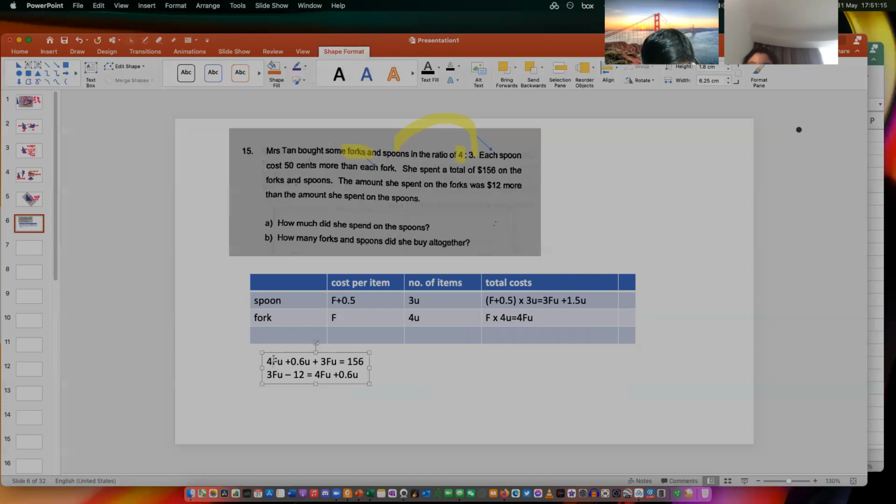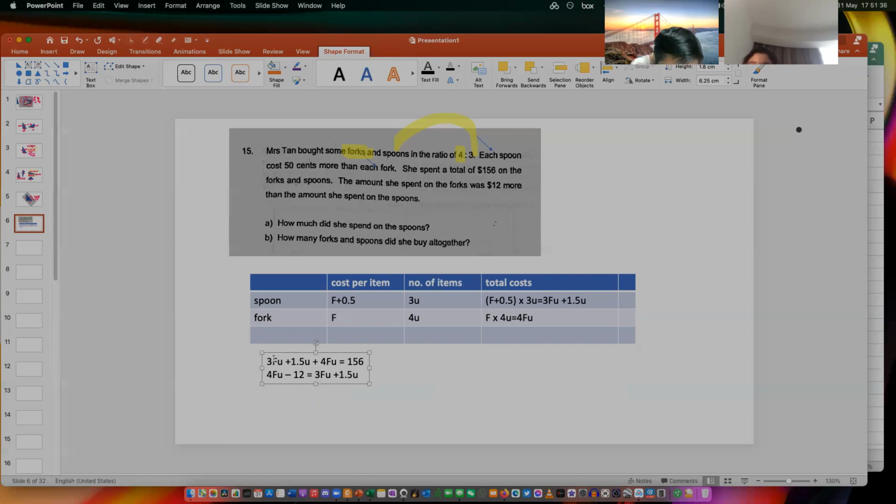So it should be 3FU. Then it should be 1.5U. Then plus the 4FU. Yes. Then over here it should be 4FU, minus 12 is 3FU. And then plus 1.5U.